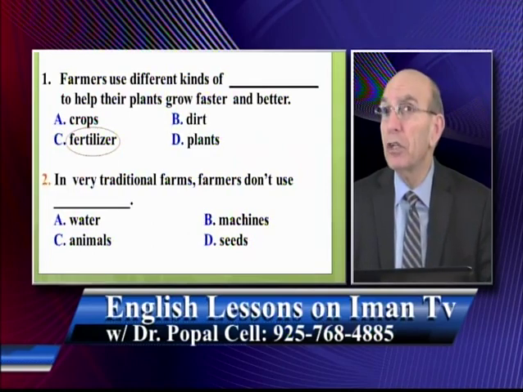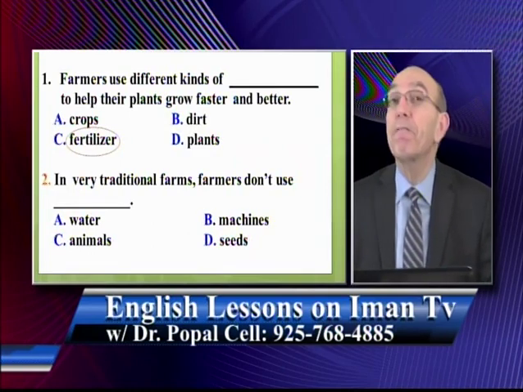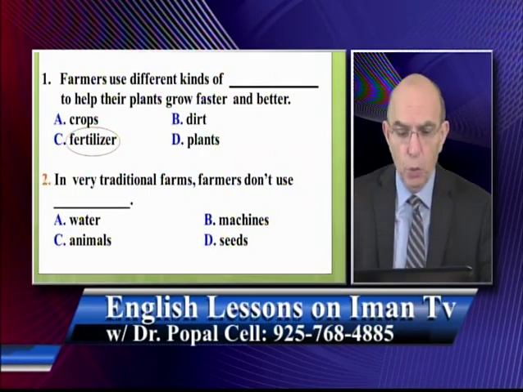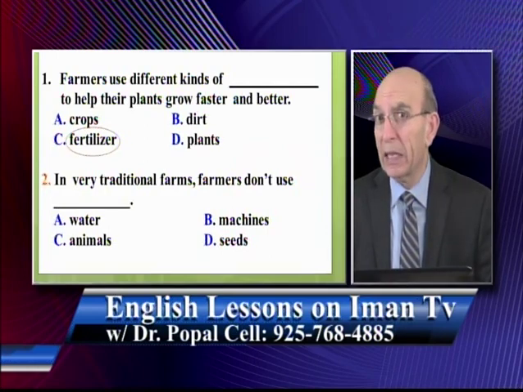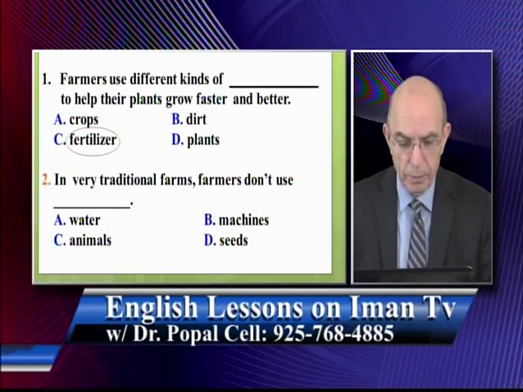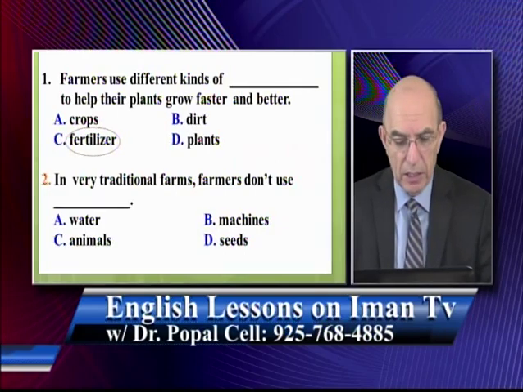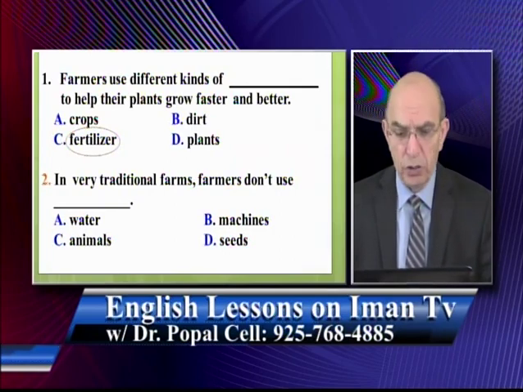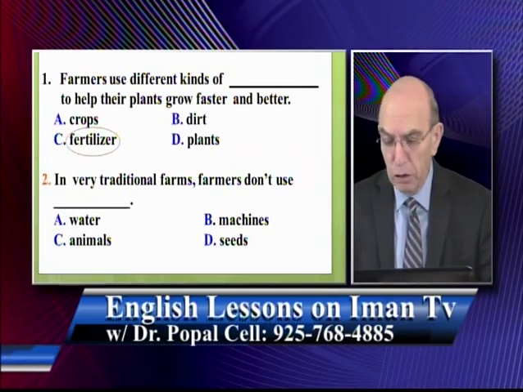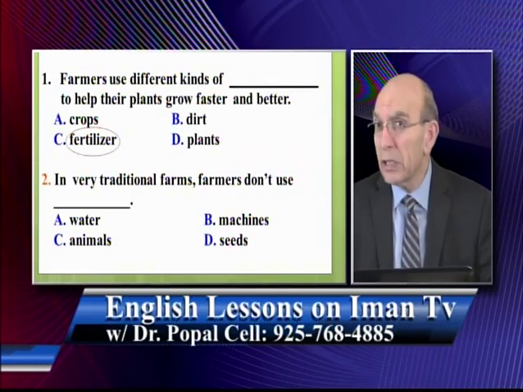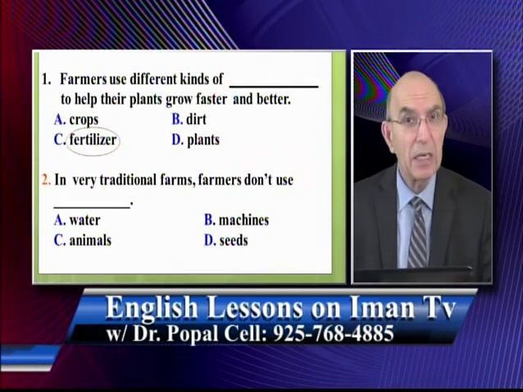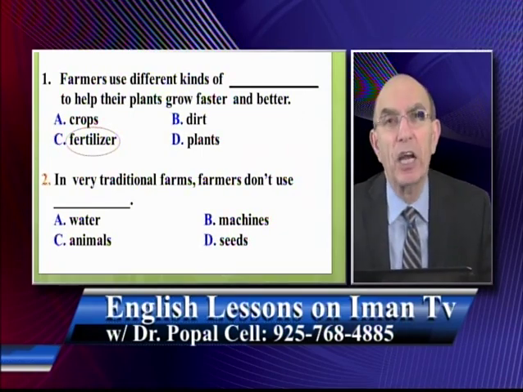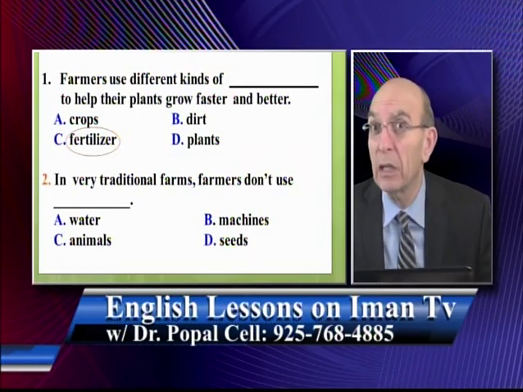Question number 2. In very traditional forms, farmers don't use blank. Which word will fit in this blank space? A, water. B, machines. C, animals. D, seeds. Which one is the correct answer? In very traditional forms, farmers don't use A, B, C, D. Which one did you choose? Which one fits better there? Which one makes the sentence more meaningful?